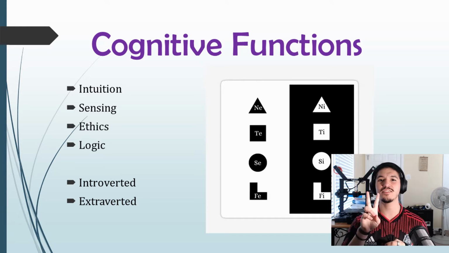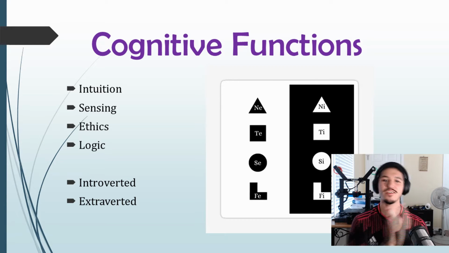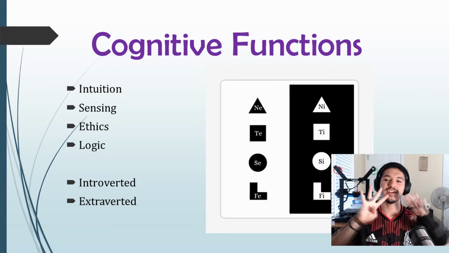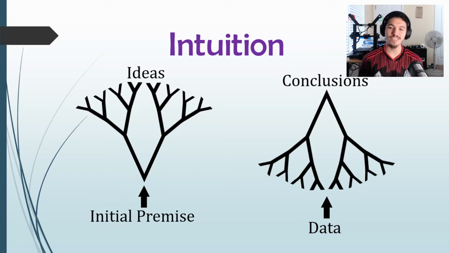And now these divide into two subtypes, right? So you have introverted intuition and extroverted intuition. You have introverted sensing and extroverted sensing. And likewise for ethics and logic. So that makes 8 in total. Let's start talking about each function individually. For intuition, on the left you have extroverted intuition, and on the right you have introverted intuition. The left and right pattern is going to follow through all the functions.